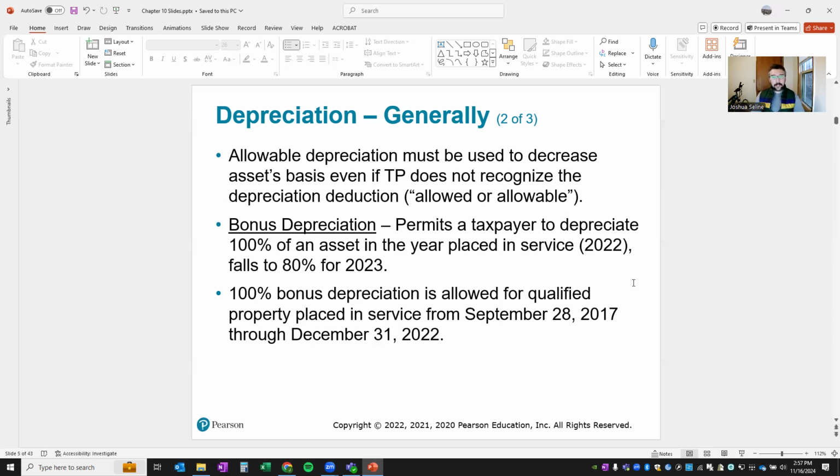Bonus depreciation permits a taxpayer to depreciate 100% of an asset in the year placed in service. That's for 22. For 23, that falls to 80%, and then you get the 20% in 24. 100% bonus depreciation is allowed for qualified property placed in service from September 28th, 2017 through December 31st, 2022. That's part of the TCJA.